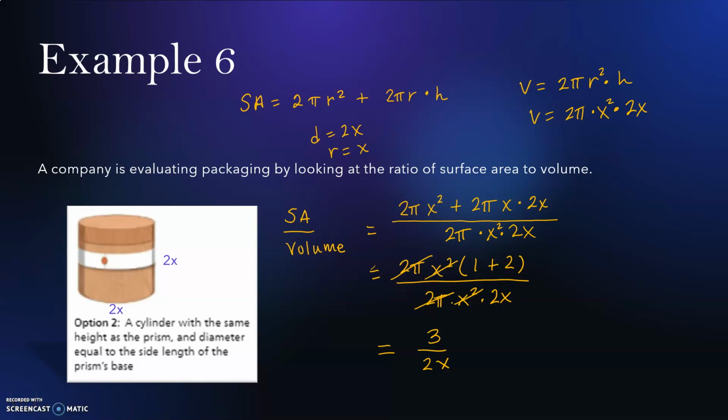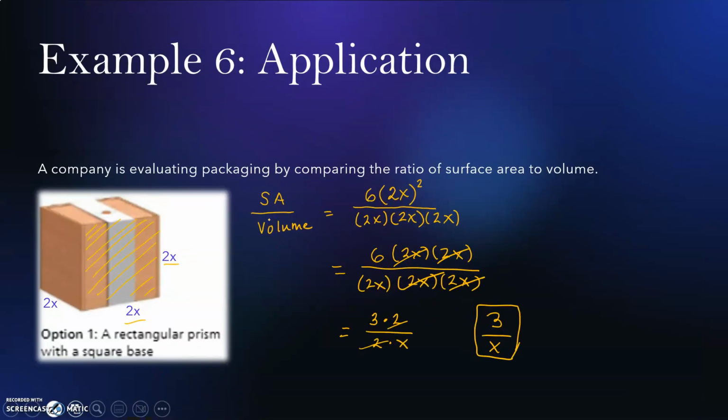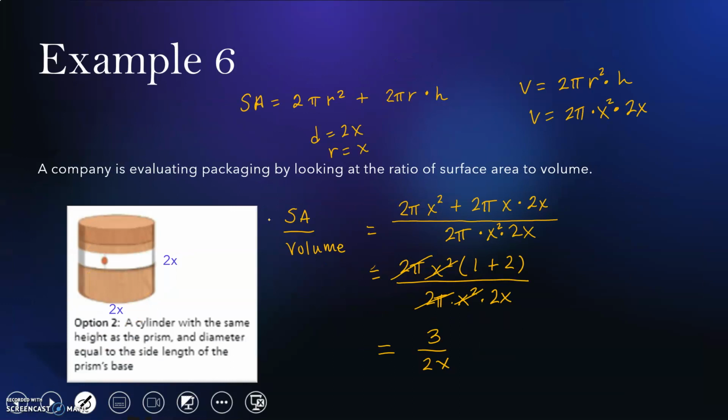And it turns out that here the ratio is 3 times what it was when I did the cube. That one was just 3 over x. Oh, it's half as big. So that is example 6. Good luck with division.